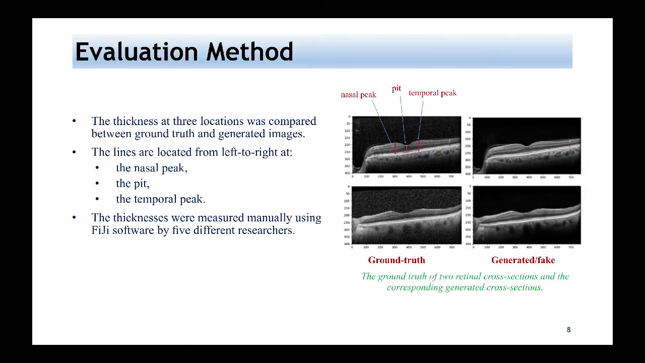To evaluate the output of our network, we measure the thickness at 3 locations and compare those thicknesses between the ground truth and the generated images. We picked those locations based on glaucoma experts' recommendation on 3 locations, which are the nasal peak, the pit, and the temporal peak, as shown on the image on the right.